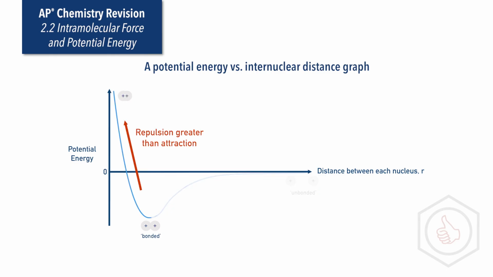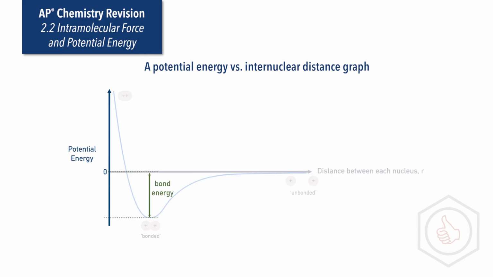Such a graph can show us the bond energy, the energy required to separate the bonded atoms. It corresponds to the depth of the well from the zero potential energy line to the bonded atoms together.